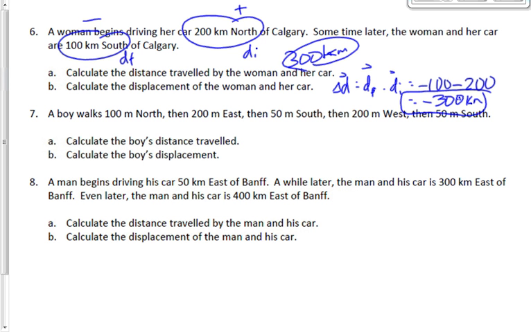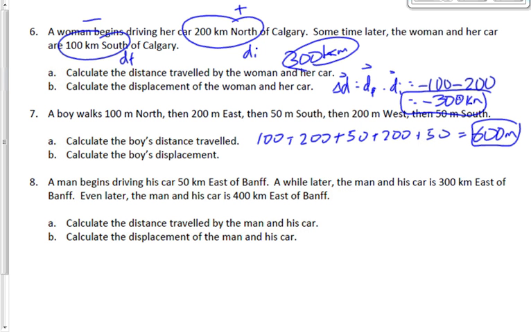Number 7, a boy walks 100 north, 200 east, 50 south, 200 west, and 50 south. What's the distance traveled? What's the displacement? This is the one that I'd probably say distance is easier. What are we going to do? Add them up. We don't care about north, south, east, or west. We're just going to say 100 plus 200 plus 50 plus 200 plus 50 ends up giving me 600 meters, and there's no direction associated with that because it's a scalar, right?